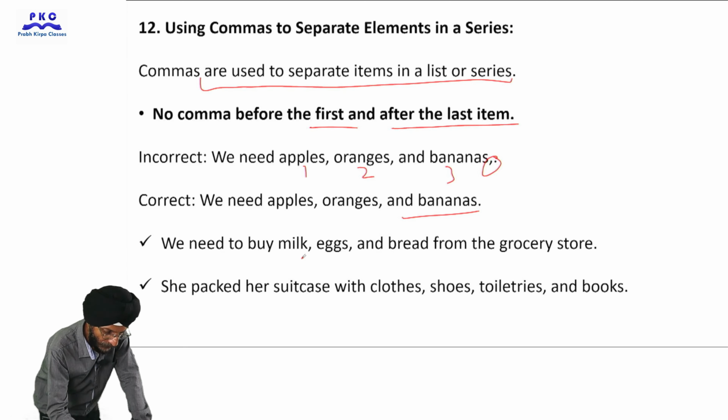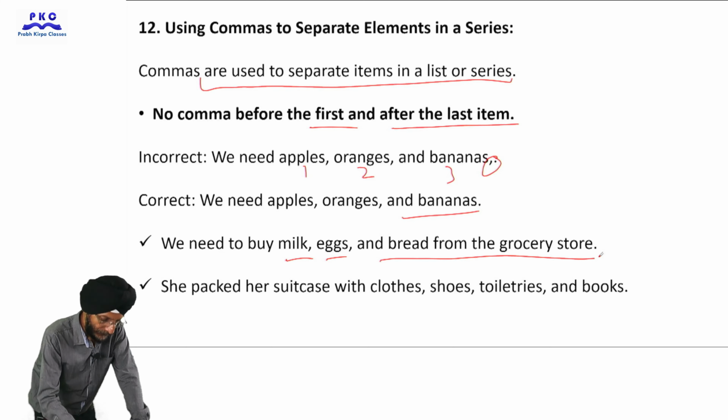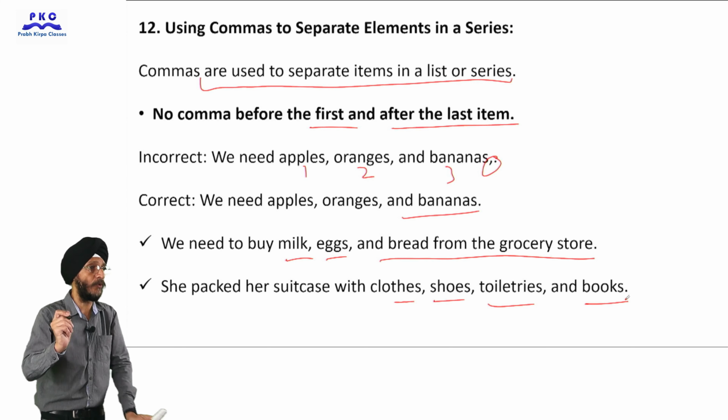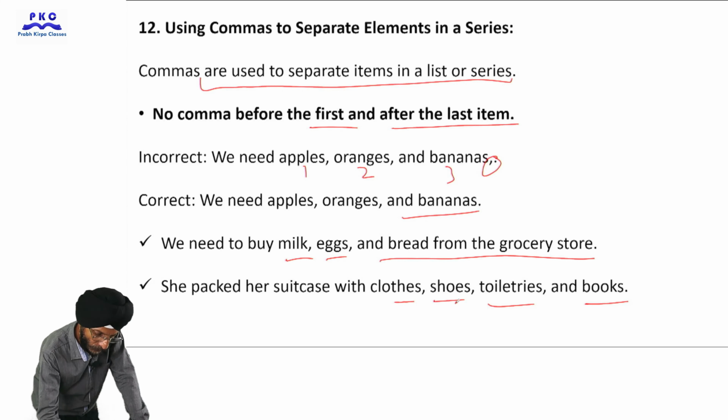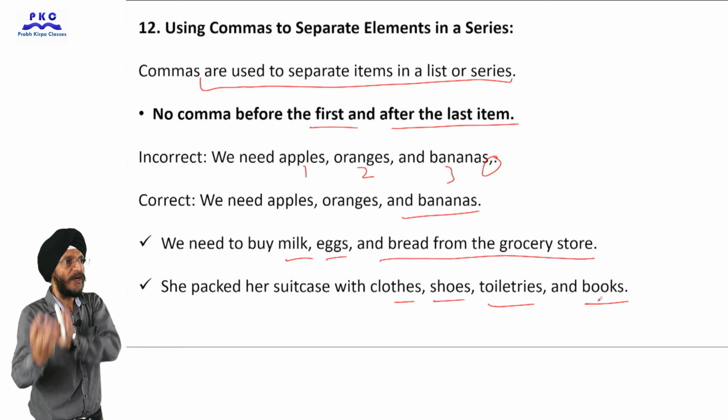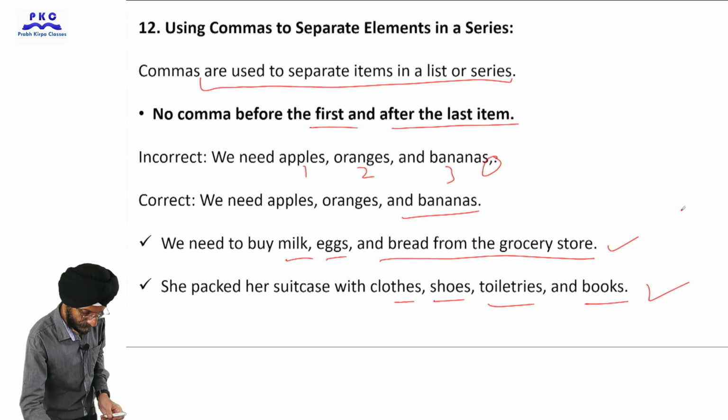Other examples are, we need to buy milk, first item, eggs, and bread from the grocery store. She packed her suitcase with clothes, first item, shoes, second, toiletries, third, books, fourth. We have inserted commas in between, but neither before the first nor after the last item.